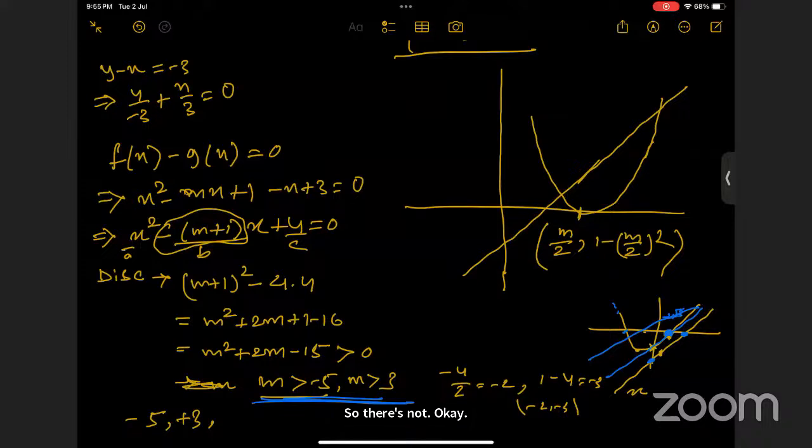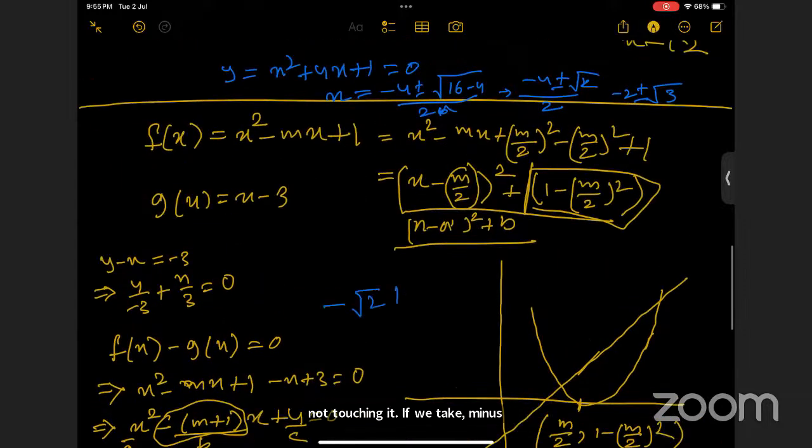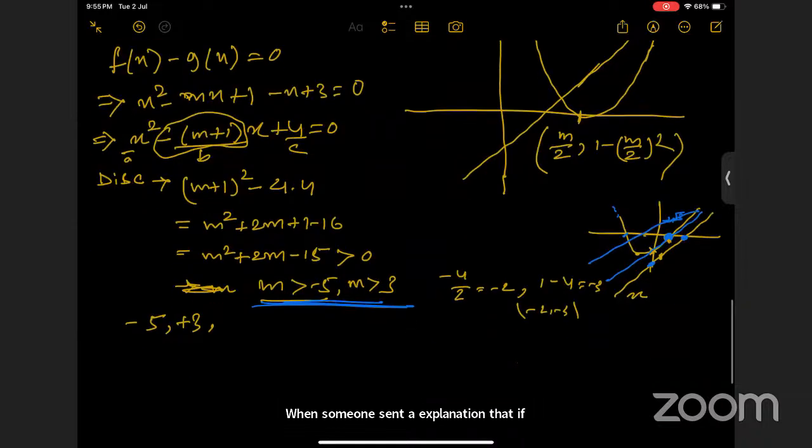This is from your practice assignment, right? Ma'am, I found it in one of the previous years. I don't know the exact year, but I found it. Okay, this should be correct then because the line is not touching it. Ma'am, someone has sent an explanation that if the discriminant is greater than 0, then roots will exist and therefore it means the two expressions will intersect and the roller coaster will collapse.